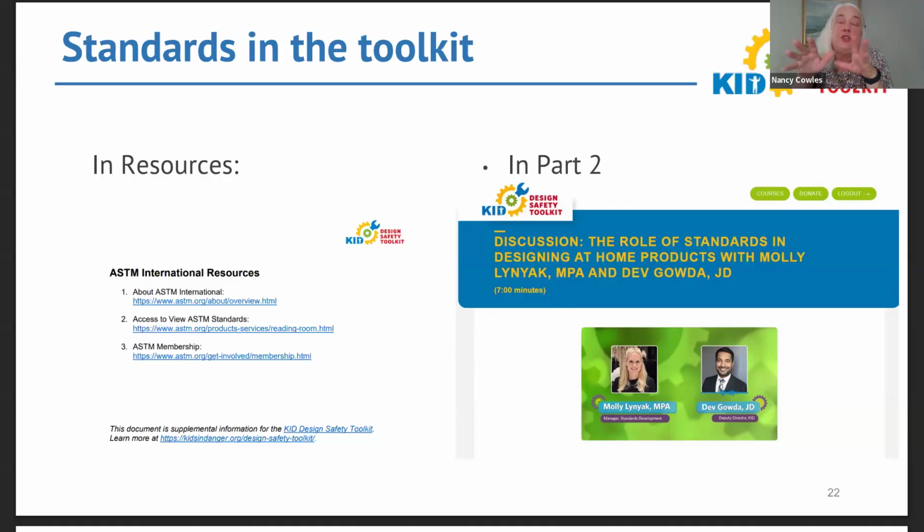And then in part 2, which are the segments with the specific types of products, in each of those 4, we have a short discussion between Molly and Dave Gouda, who is the Deputy Director of KID, talking about the role of standards in that particular type of product. And so we have a little more in-depth and engaging conversation to identify how standards might be used in developing your product, both to make sure it's safe, but also it gives you good ideas for what problems have cropped up in the past and how they were dealt with.